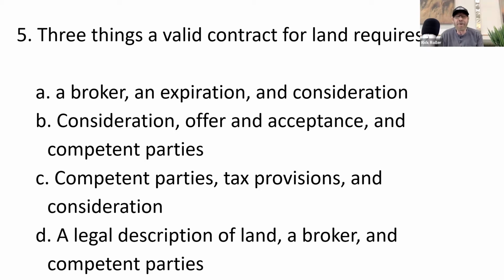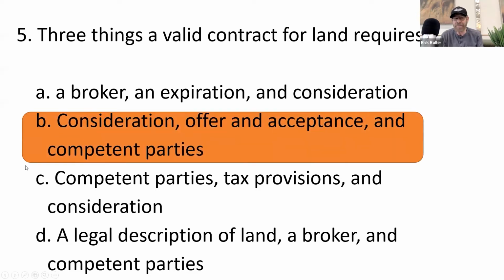I'm down in St. George, so everything's warm and fuzzy down here. C, competent parties, tax provisions. Forget about that one. D, a legal description of land, a broker. Where's that broker thing again? Well, if A is wrong, then D is probably wrong too. So that leaves either B or C. And of course, we know it's B. Consideration, offer and acceptance, and competent parties. Okay, cool. Got it? Questions on that?